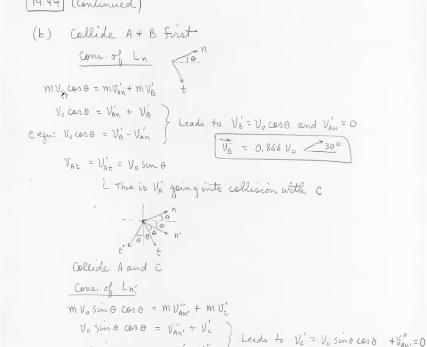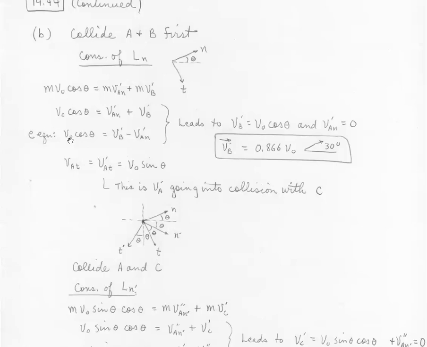So we have M V naught cosine theta for the initial momentum of A in the normal direction. The initial momentum of A is in this direction, and cosine theta gives me the component in the normal direction. That has to be equal to M VA normal prime plus M VB prime. The M's cancel out, leaving V naught cosine theta equal to VA normal prime plus VB prime.